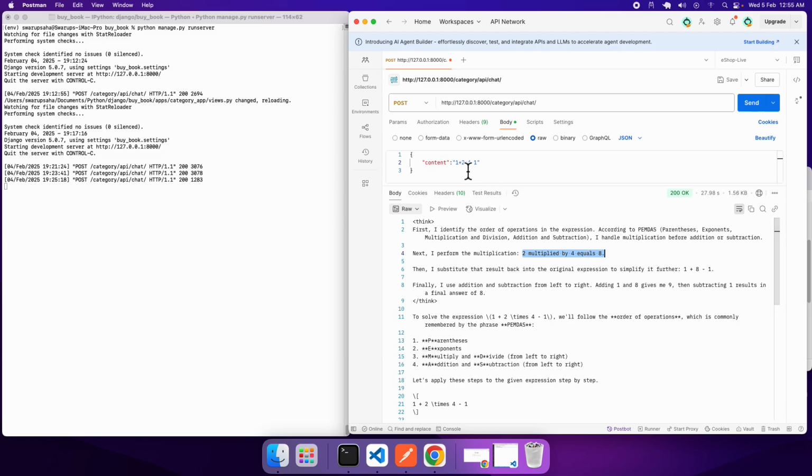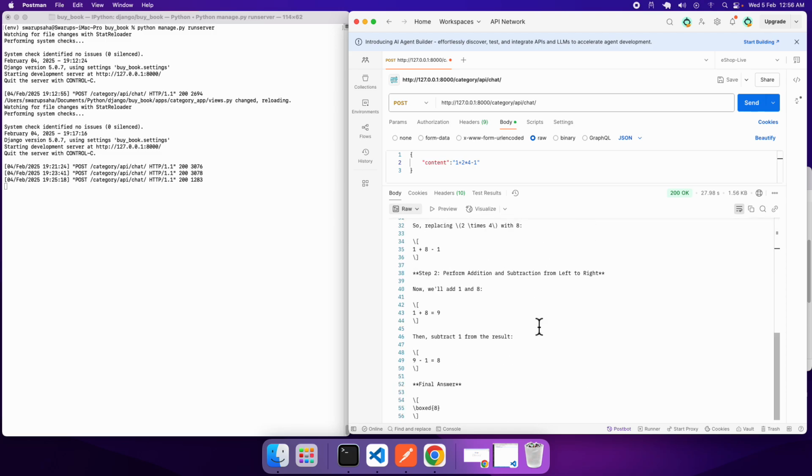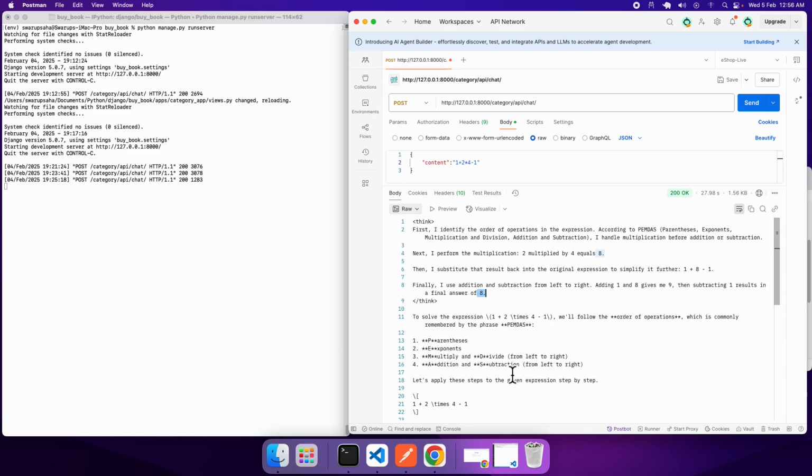And then what I'm doing, I'm doing the addition. So this is what is there: 1 plus 8 minus 1. Finally I use addition and subtraction from left to right. So 1 plus 8 would be 9, and then subtracting 1 would bring it back to 8. So this is the final answer, right? And it has been showing me the steps of how exactly I obtained the final answer. So step by step it has also shown me the mathematical execution.